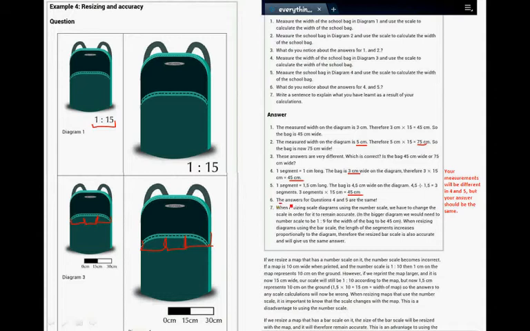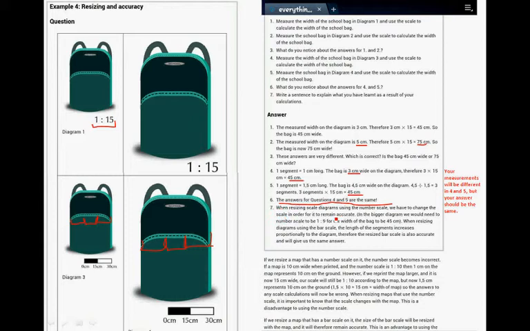And remember, I just told you that when you resize, because you've increased the size of the picture, you've also increased the size of the scale. But because you use a number scale here, the numbers actually increase in size, but it doesn't get 1 to 20. Okay, and then write a sentence to explain.